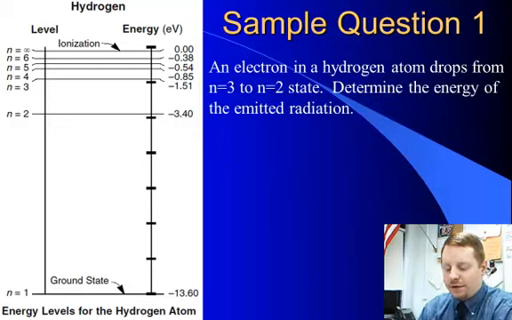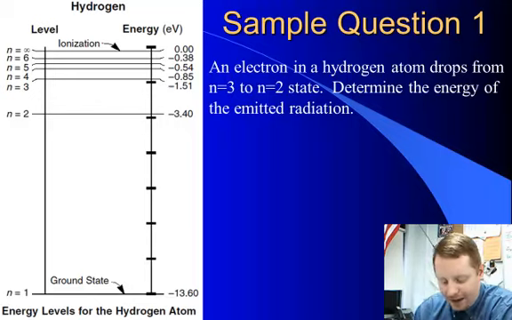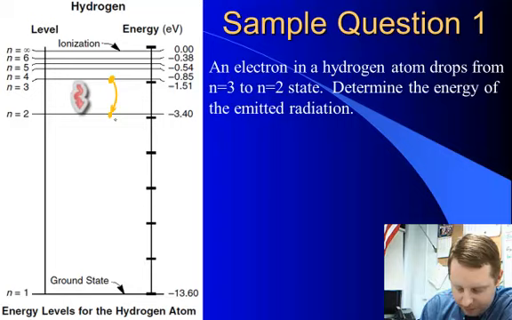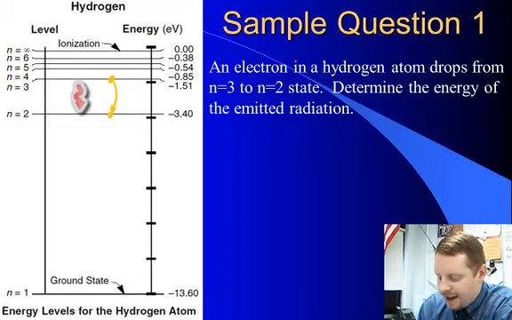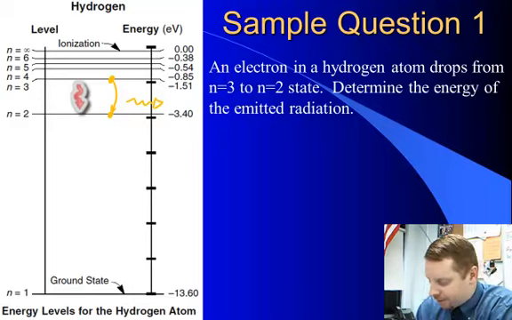So let's see how we can use this in a sample problem. An electron in a hydrogen atom drops from the n equals 3 state, right here, to the n equals 2 state. Determine the energy of the photon, the emitted radiation that is given off.